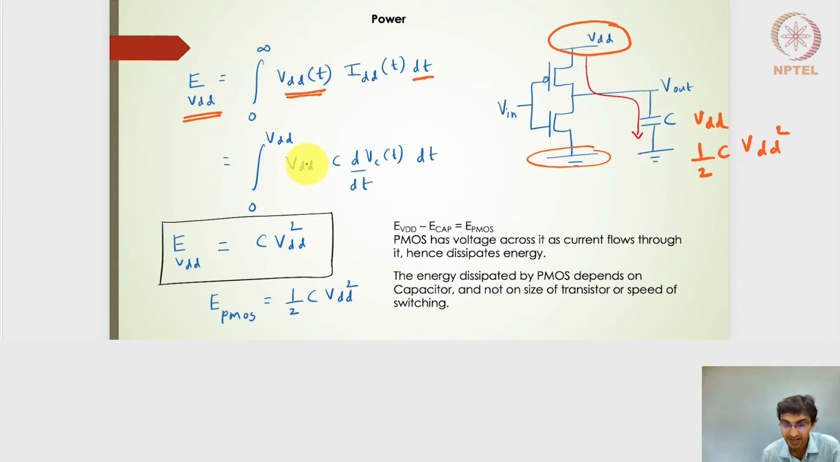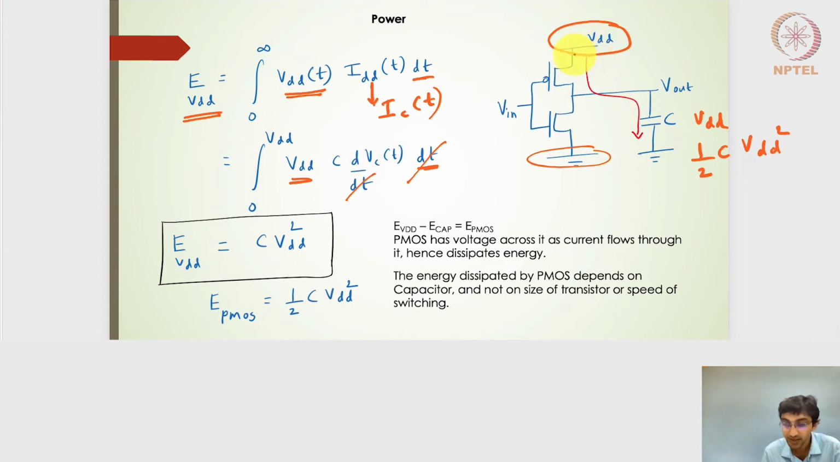VDD of t is nothing but a constant value, since VDD is a constant rail that doesn't change with respect to time. IDD of t is the same as Ic of t, the current flowing across the capacitor, and it is a time varying value. So it will be C into dVc of t by dt. I can rewrite this in the form of C dV by dt times dt, so the dt and dt get cancelled, and I'll be left with dVc of t.